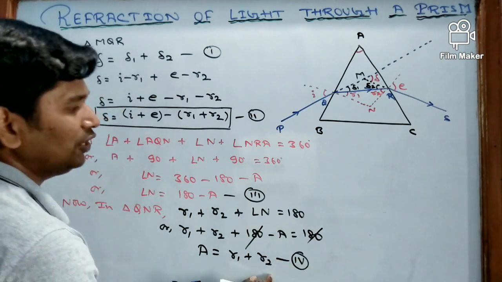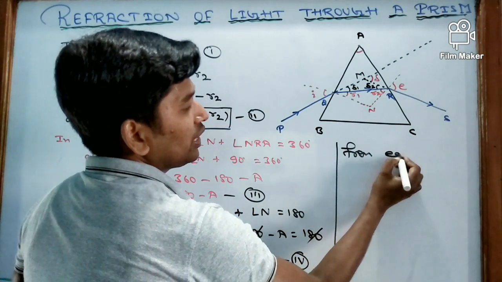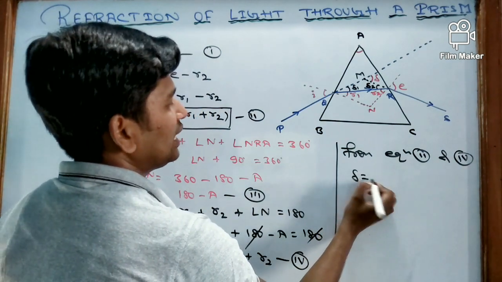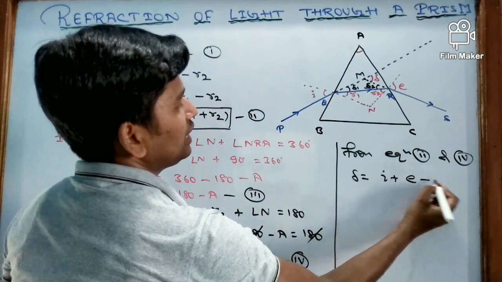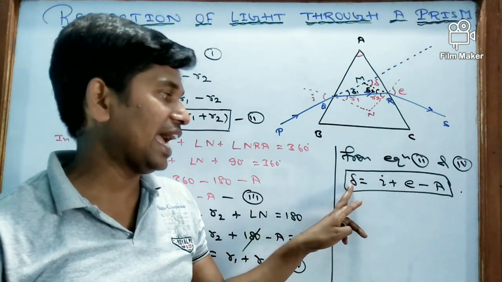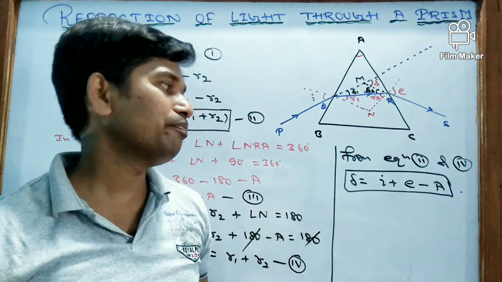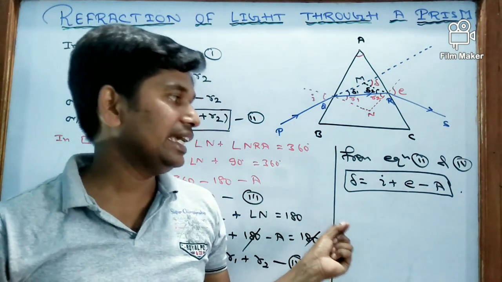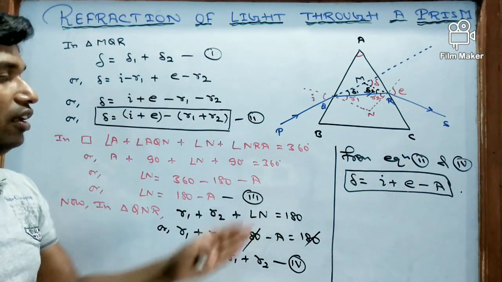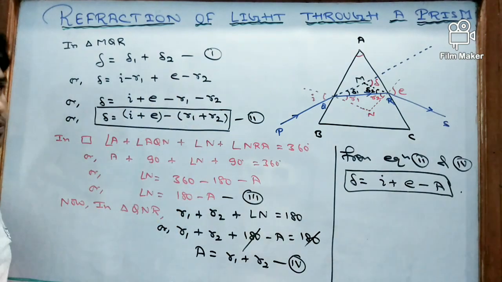Now substituting this value in equation 2, from equation 2 and 4, we can write delta is equal to I plus E minus A. This is the relationship between angle of deviation, angle of incidence, angle of emergence and angle of prism, or we can say it is the determination of angle of deviation. So this all is about how refraction takes place through a glass prism.